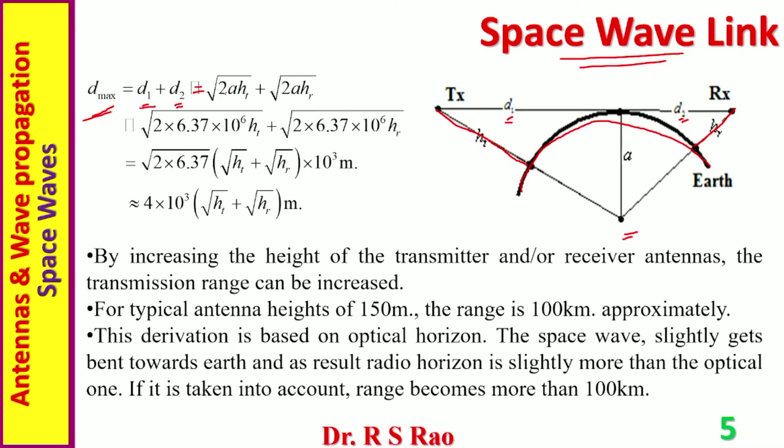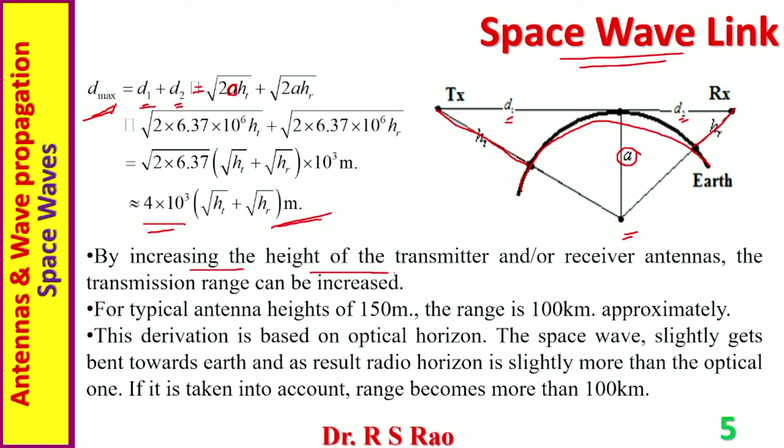It is nearly square root of 2A HT plus square root of 2A HR. What is A? A is Earth's radius. It is taken as 6.37 into 10 power 6. Substitution and a little bit of manipulation gives Dmax, maximum link range, as 4 into 10 power 3 multiplied by square root of HT plus square root of HR meters.